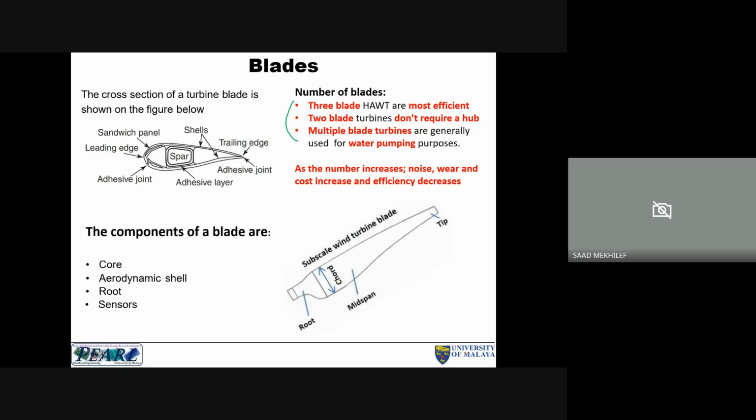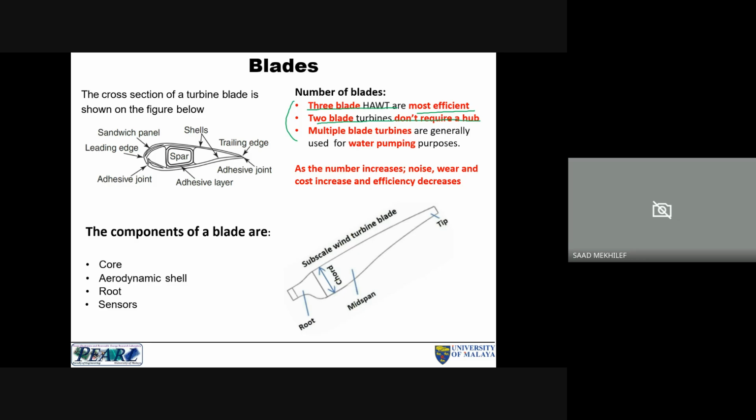So the same thing applies to the wind blades. As I said, wind blades are very expensive. So for horizontal axis wind turbines, usually most of the time we see 3 wind blades are the most efficient. Okay, 2 wind blades don't require a hub. And sometimes, as I say, we even have single wind blade turbines, but here you need another weight to counterbalance. But they are for experiment, for research purposes.